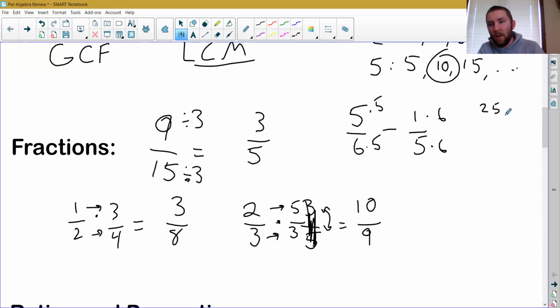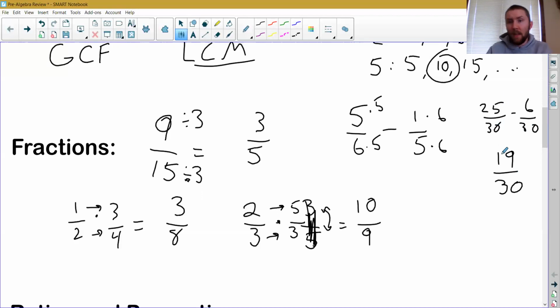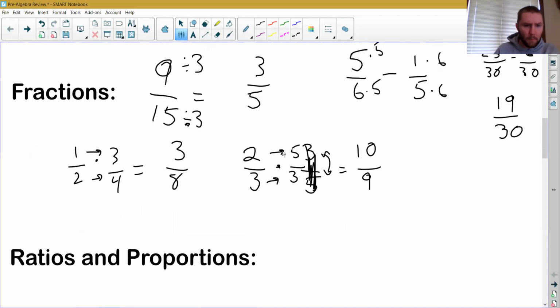5 times 5 is 25, minus 1 times 6 is 6, right? And so now we have a common denominator, so I know that's going to stay the same. And now because I have a common denominator, I can add or subtract. In this case, subtract my numerators. 25 minus 6 is 19, so I end up with 19 over 30, okay? So add, subtract, multiply, divide fractions. Brush up on that if you need to, and then, of course, always be able to reduce them.